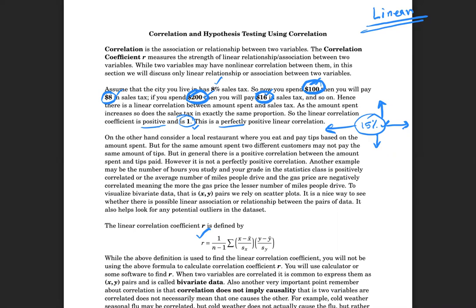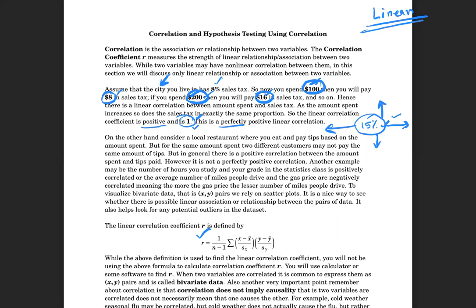Now, there is a positive correlation between the amount you spend at a restaurant and the tips you pay, but this is not as strict as the sales tax. So there is a positive correlation, but it's not as strong as 1. It's less than 1.